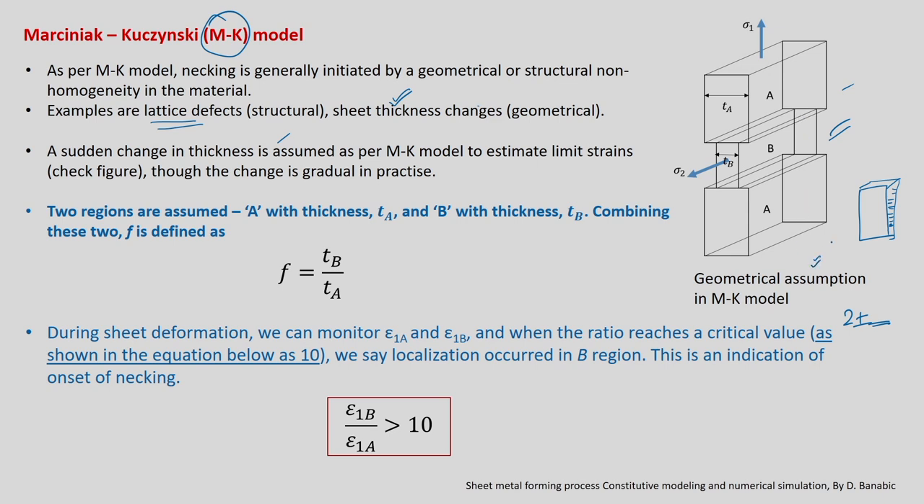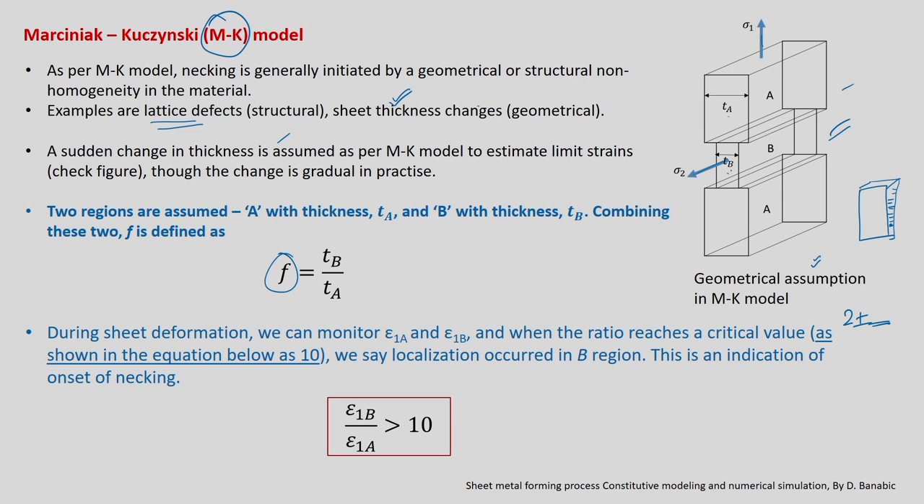This is a geometrical assumption of the MK model in a sheet. A and B belong to the same sheet, which has the same material properties, but the only thing is that your B region has lesser thickness, let us say TB, when compared to TA. Your one direction and two direction coincide with the principal directions. So sigma 1 acts in this direction, sigma 2 acts in this direction. If you know TB and TA, you can create this F. This F is nothing but our inhomogeneity factor, the TB by TA, which you already introduced.